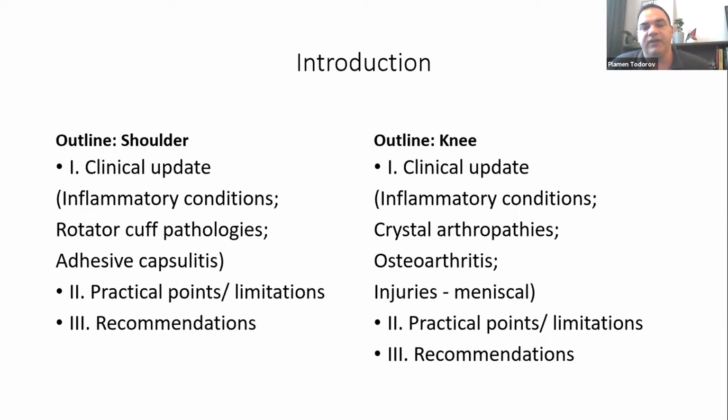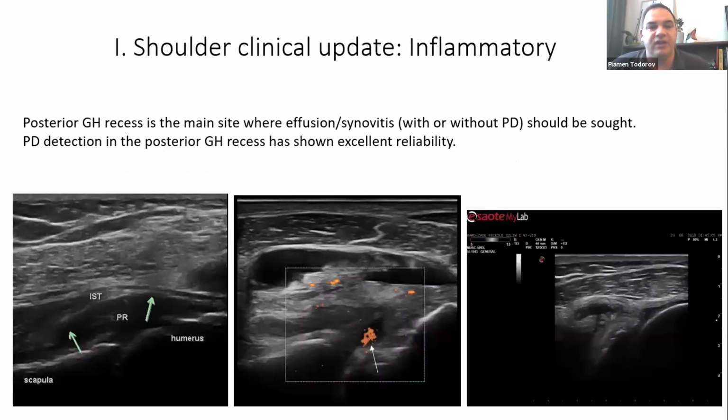Then we'll have the same outline for the knee, with the clinical update on the latest literature about inflammatory conditions in the knee, crystal arthropathies, osteoarthritis, injuries, and many more, but we're going to omit the other huge theme of knee trauma. Then we're going to talk about the practical points, limitations, and recommendations. So we now start with the shoulder. For each of these clinical updates, I'm going to give you some image examples.